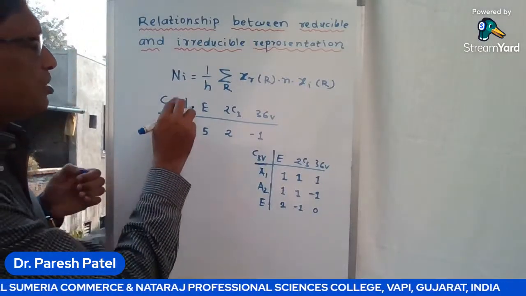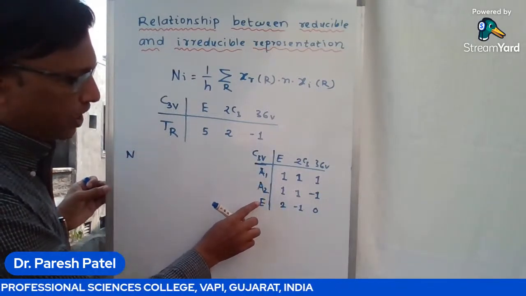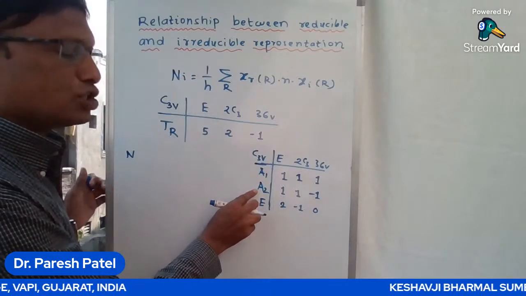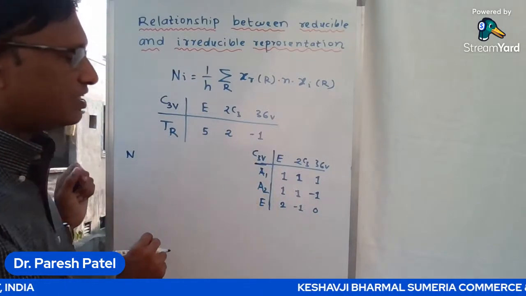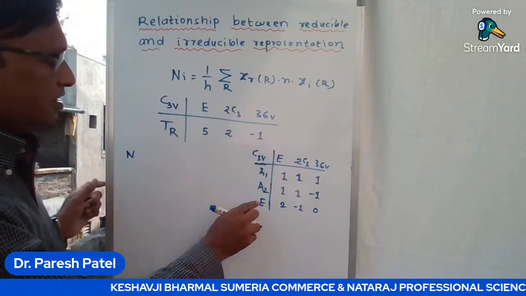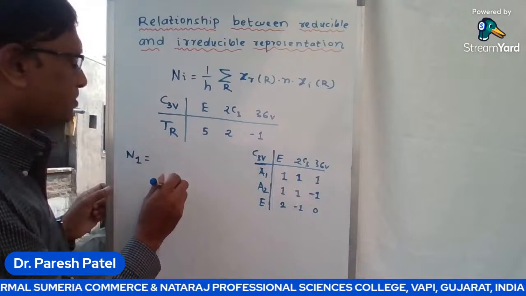With the help of this equation, first of all, we have to find out the values of N1, N2, N3. N1 corresponds to the A1 irreducible representation, N2 corresponds to the A2 irreducible representation, and N3 corresponds to the E irreducible representation.